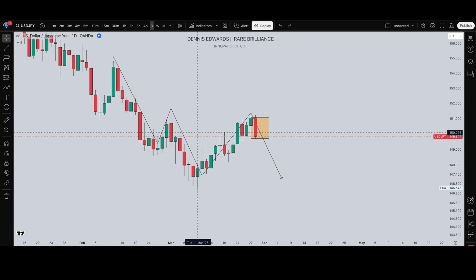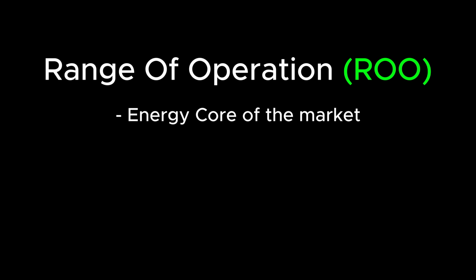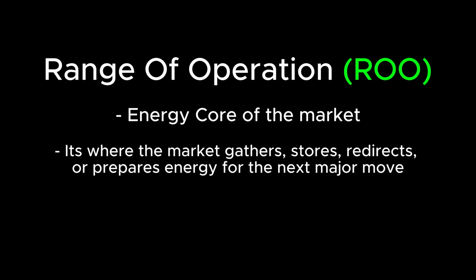Next, what you want to do is understand your current range of operation. The range of operation is the energy core of the market. It is where the market gathers, stores, redirects, or prepares energy for the next major move.